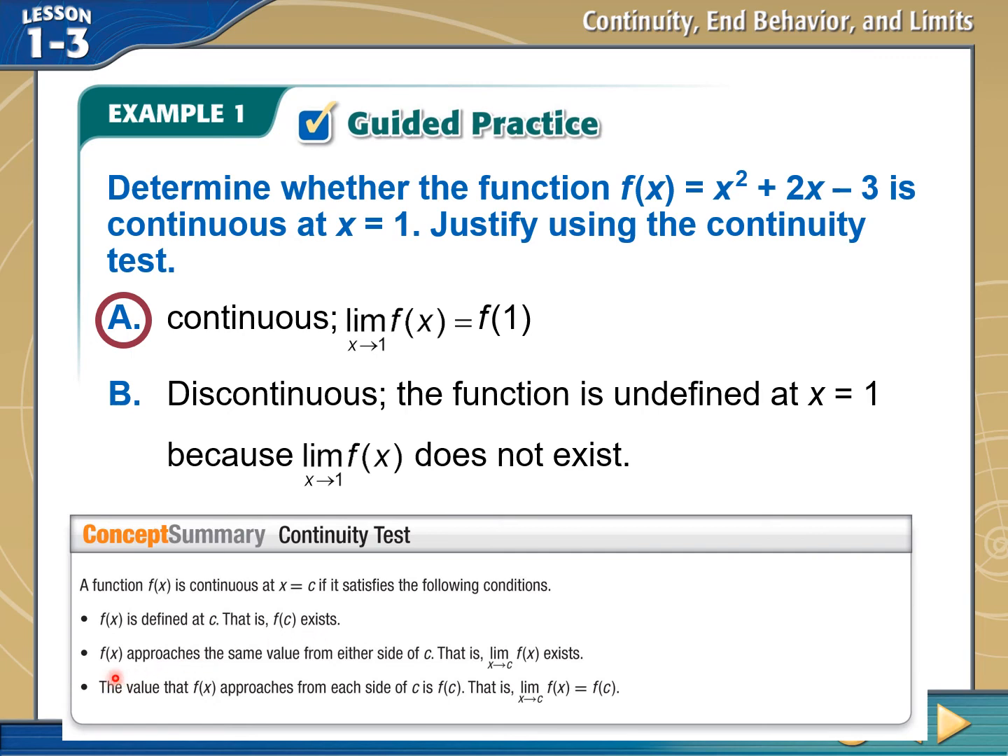My second test for continuity is: is f of x approaching the same value from each side of c? In simple terms, does the limit exist? Is the left side of the table equal to the right side of the table? And the last thing: the value of f of x which you obtained from number 1, does it approach f of c from each side of c? This means f of c is the same as the limit. Is the number here the same as the limit? Let's move on and see what we can do about these three tests.